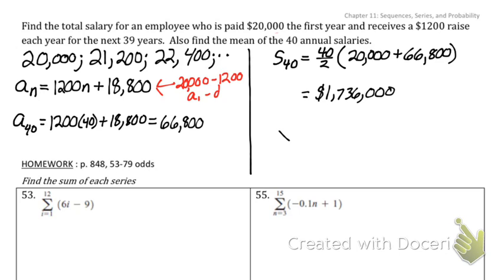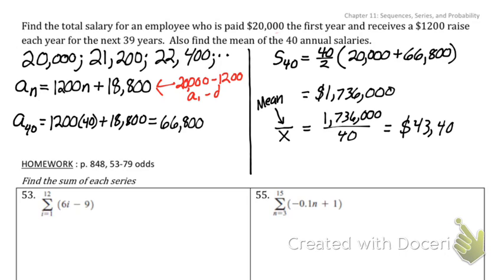So we need to find our mean. And those of you in statistics, that x with a bar above it means our mean. And our mean is just going to equal that 1,736,000 divided by the number of years it took to make it. And that's going to equal a grand total of $43,400.